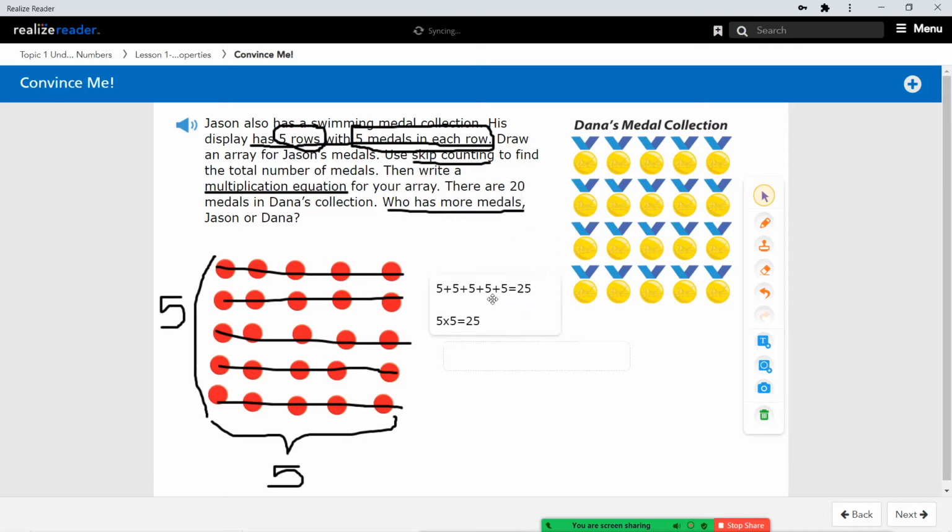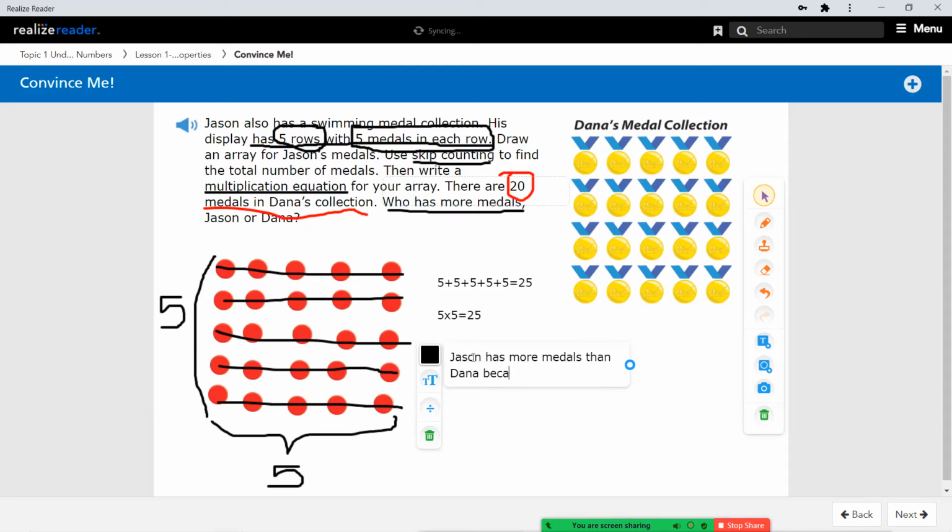Okay. Let's move that down here so that we can see it. Now, we want to figure out who has more medals. So if we know that Dana had 20 medals, so over here, she had 20 medals in Dana's collection. Who has more? So if she has 20 and he has 25, we know that Jason has more medals than Dana. So Jason has more medals than Dana because he has 25 and she has 20.